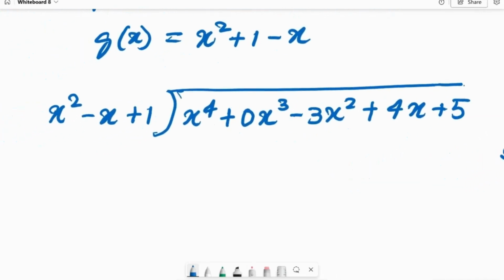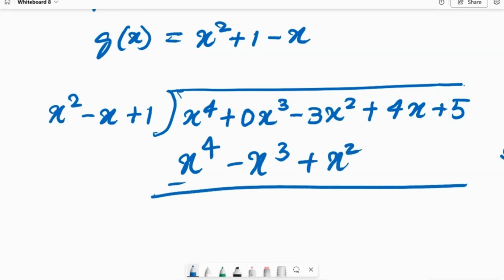Multiply x square with all the terms of g of x. So we have x square into x square is x power 4, and minus x into x square is minus x cube. I wrote 0x cube in the p of x since there is no term for x cube in the p of x. So this will be minus x cube, and plus 1 into x square is plus x square. Now change the signs. This would be minus, this would be plus, this would be minus.